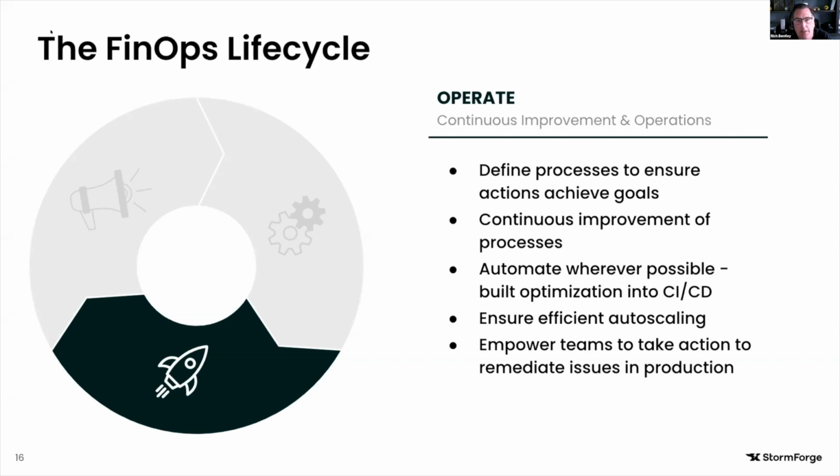There's also things that we need to think about in the operate phase, like efficient auto scaling. So things like the horizontal pod autoscaler, making sure that those are running at peak efficiency and giving us the right level of performance at the right cost as well.